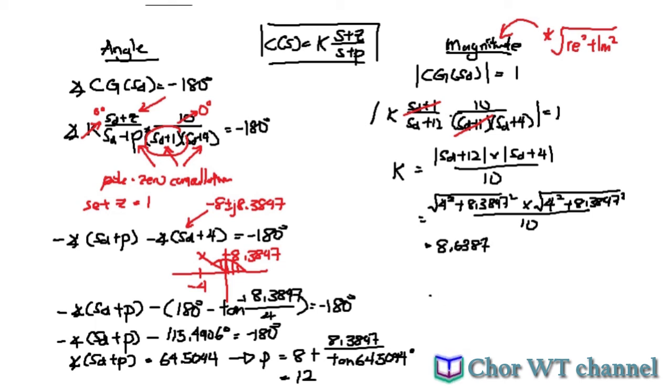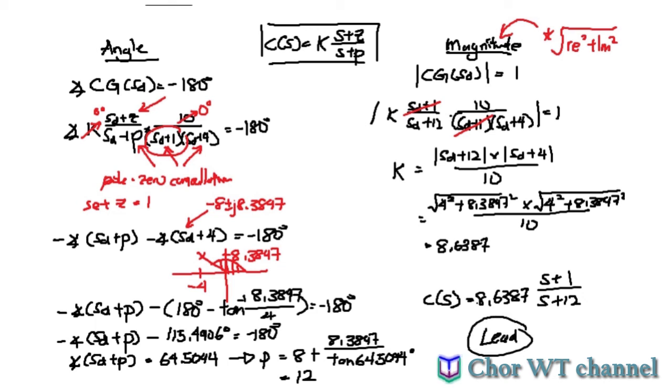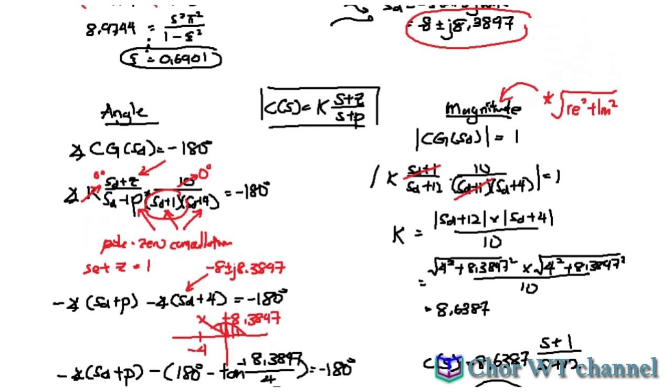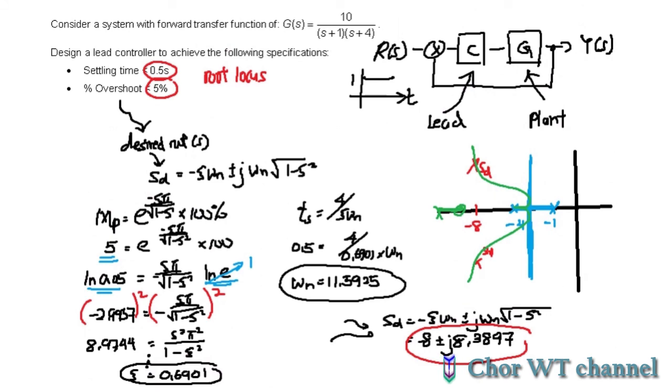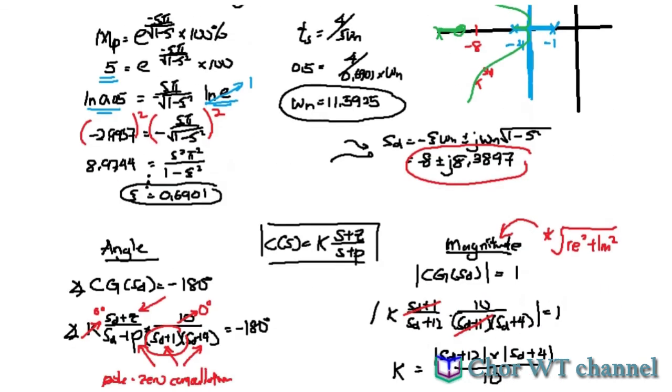By calculating this, at the end our C(s) will be equal to 8.36387 times S plus 1 divided by S plus 12. This forms our simple lead controller that we are now going to use MATLAB to see how good its performance is with respect to the specification we observed earlier, which is a settling time of 0.5 and a maximum overshoot of 5. So let's look at MATLAB.